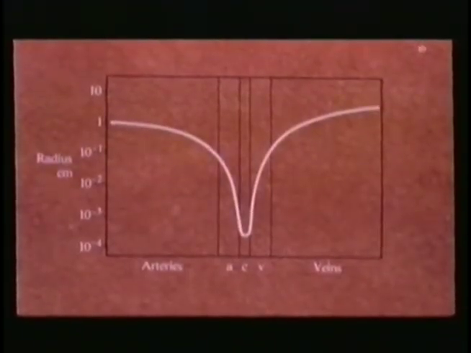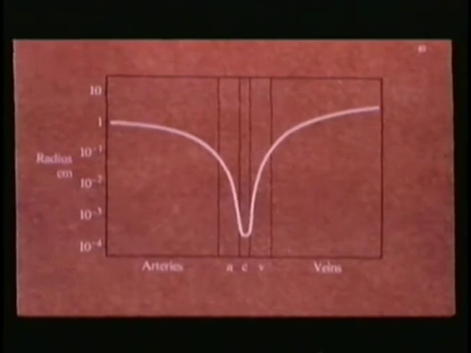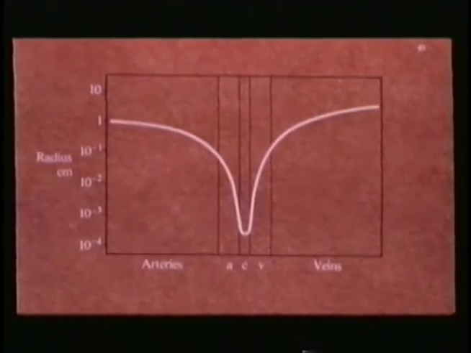The range of vessel radii is so great that they are also plotted on a logarithmic scale. Note again that veins have slightly larger radii than their corresponding arteries, and that the smallest radii are found in the capillaries.